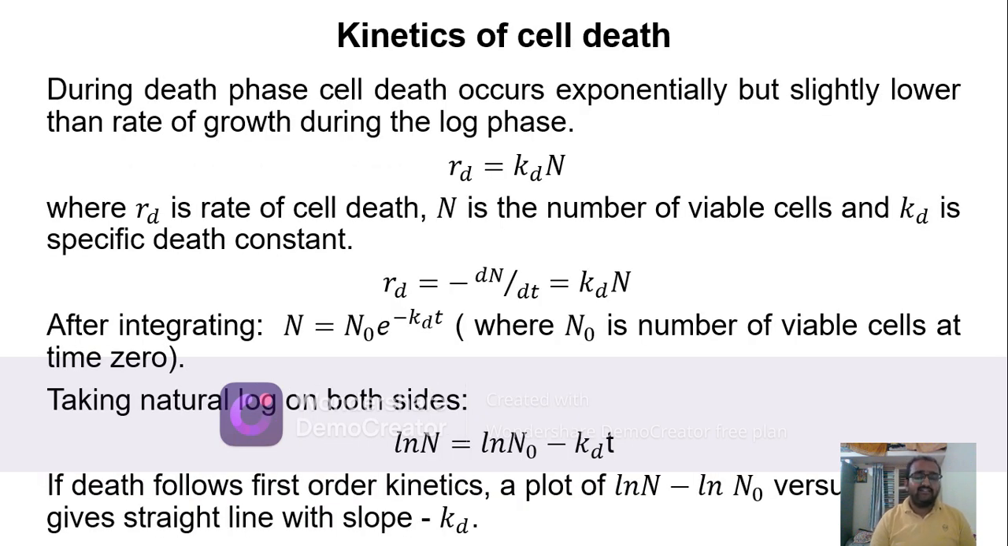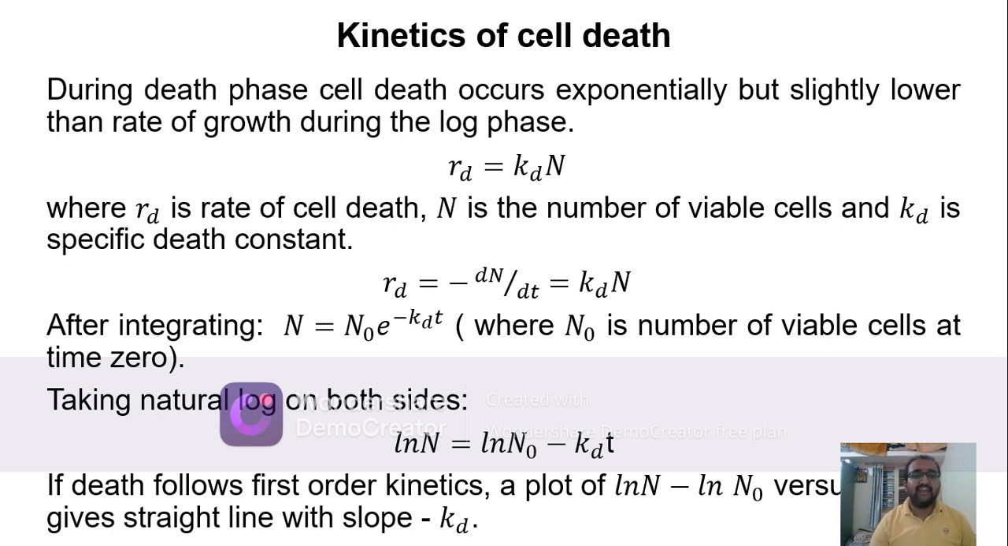Kinetics of cell death. Similar to the kinetics of cell growth in the log phase, the death phase also has kinetics which follows the first order reaction. Here, the rate of cell death is greater than the rate of cell growth. Consider the equation RD is equal to minus dN by dt is equal to KD into N, where RD is the rate of cell death, N is the number of viable cells at time t, and KD is the specific death constant.